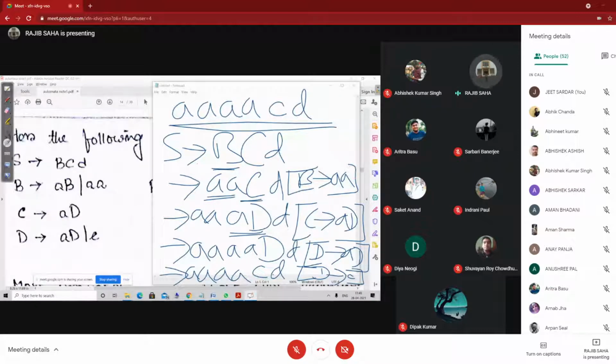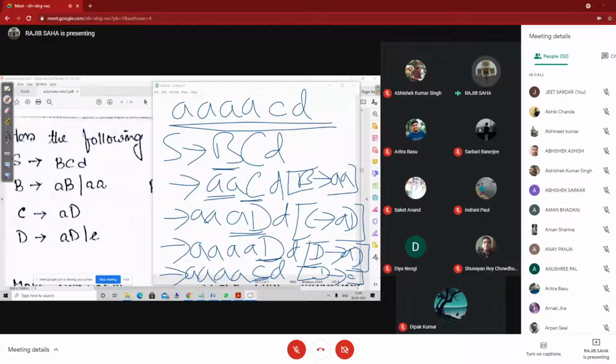Here I applied this, here I applied C tends to AD, this D tends to AD, then D tends to C. But I think from the last class and today's class you need to understand one thing, that it is not like that we are allowed to apply a single production rule only once. We can apply it any times we require.